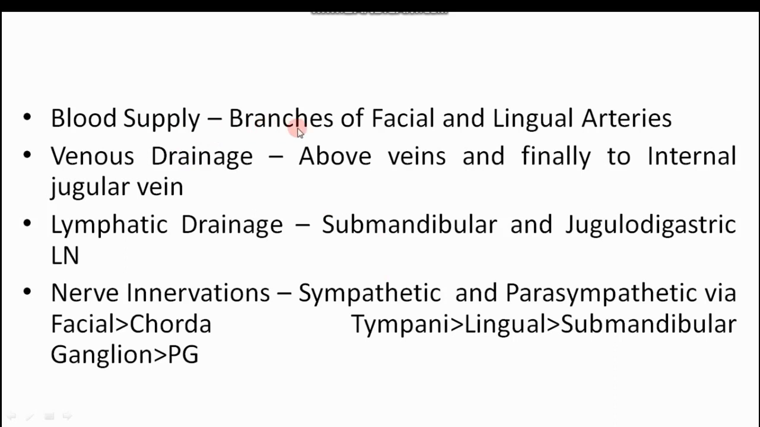Now about the blood supply. It is supplied by branches of the facial and lingual arteries. Venous drainage is from the facial vein and the lingual vein, and finally drains into the internal jugular vein. Remember, it can be asked in the examination how it is drained and what the blood supply is, so it is important for the examination. Lymphatic drainage is by the submandibular and jugulodigastric lymph nodes, whereas the nerve supply is by sympathetic and parasympathetic fibers.